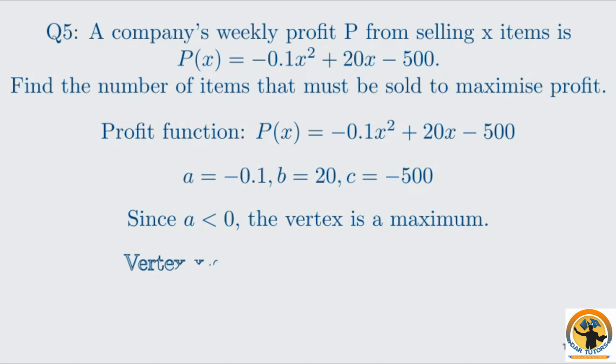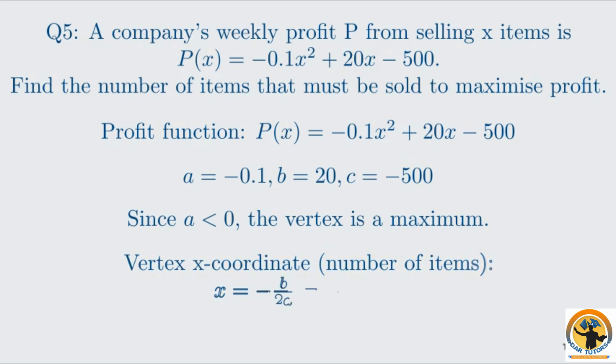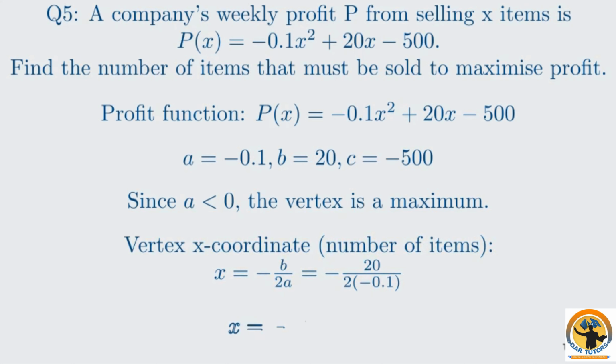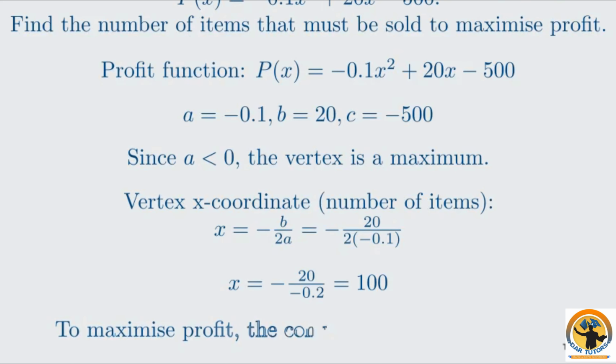The x-coordinate of the vertex is negative b over 2a, which is negative 20 divided by 2 times negative 0.1. This simplifies to negative 20 divided by negative 0.2, which is 100. So 100 items must be sold. To maximize profit, the company must sell 100 items.